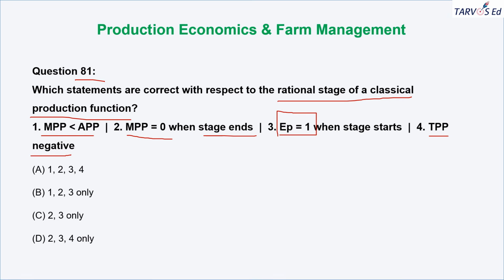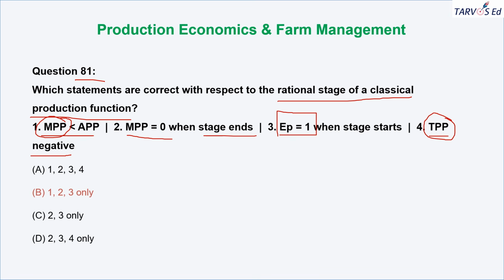So the answer is options 1, 2, and 3 are correct. The basic thing is that TPP will never become negative. Among the three curves, TPP, APP, and MPP, only MPP will become negative. Except MPP, APP and TPP will never touch the axis. It first increases, reaches the maximum point, and then decreases, but it never touches the axis and never becomes negative. That is the concept.